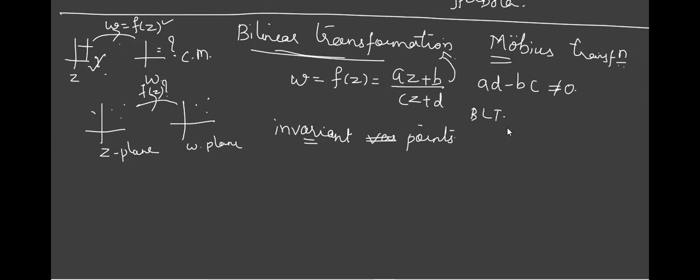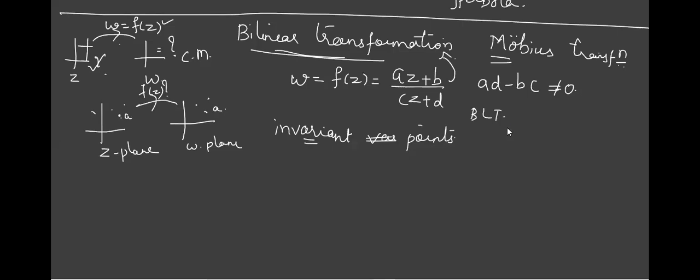Invariant. Variant means what? Changing. Invariant means, isn't it the opposite of that? Not changing. Correct. So even the definition is the same: the point which is not changing. Suppose in the Z plane, if I take a point A, if its image is also A, then that point is called an invariant point. Got the idea? So if a point is mapped onto itself in the W plane, then it is called an invariant point.